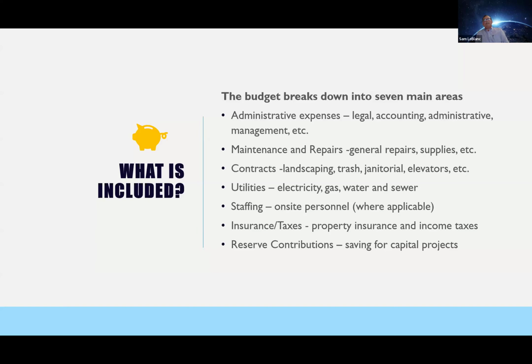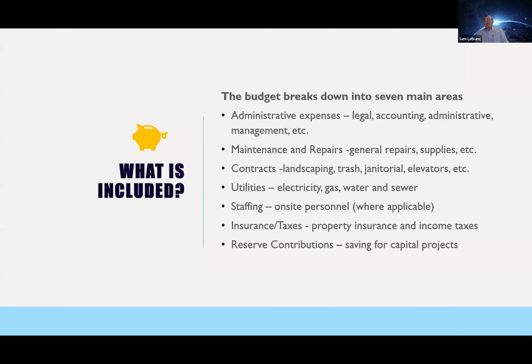Your contracts, so that's janitorial, landscaping, and elevators. These are things that you have written contracts to administer, and you generally know the amount that you're going to be spending on your contracts. The one item in the contract section that is not knowable is, of course, snow removal.